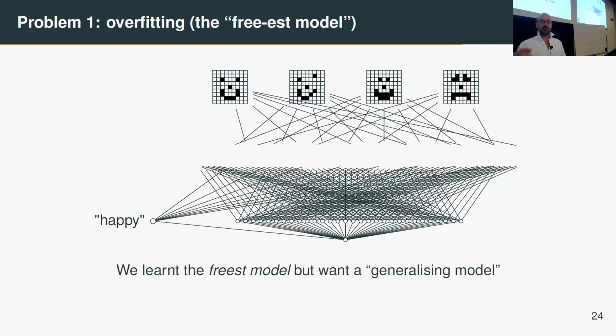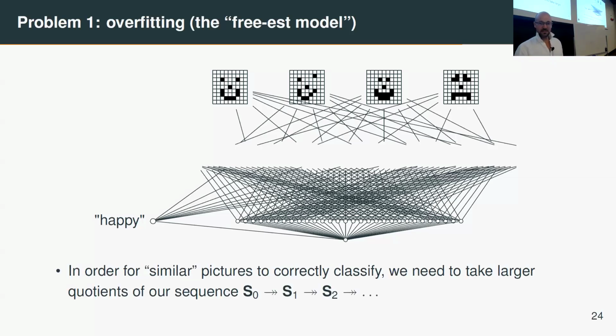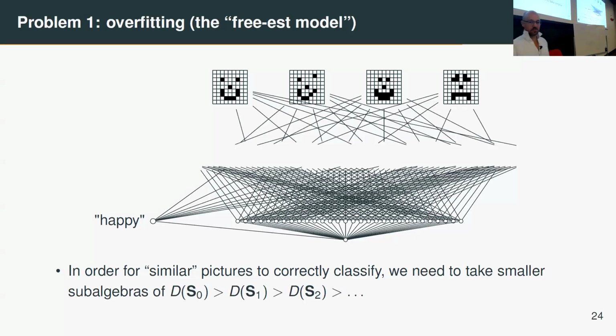So what we constructed was the freest model that was consistent with our training set, but we wanted a much bigger collapse so that other faces were also above happy. And we wanted them somehow to be above happy for the right reasons and not for the wrong reasons. So we didn't want sad faces there. So thinking about what we did, in order for us to classify similar pictures, we needed to take bigger quotients than the ones we were doing in the naive approach. Bigger quotients means smaller subalgebras, which computationally is good news for us, actually. In fact, it makes a big difference.